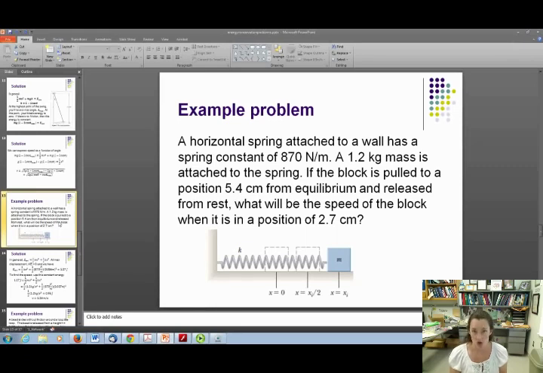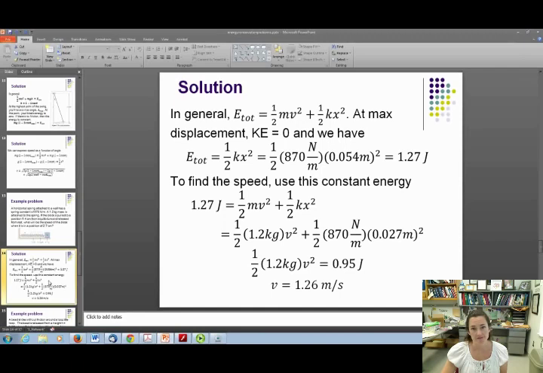Where am I going to put my origin? Well, the place that makes the most sense to put the origin for a problem involving a spring is at the equilibrium position of the spring, right? So that's where I'm going to put my origin, here at x equals 0. All right, so I know that in general, my mechanical energy is going to be 1/2 mv squared plus 1/2 kx squared, because that's the equation for kinetic energy and elastic potential energy, and my mechanical energy is equal to the kinetic plus the potential.